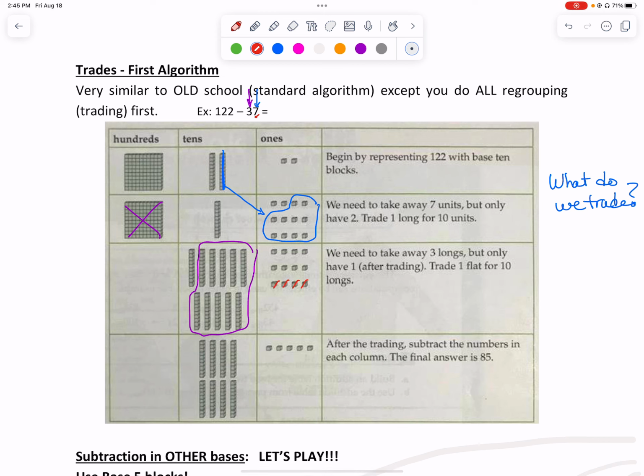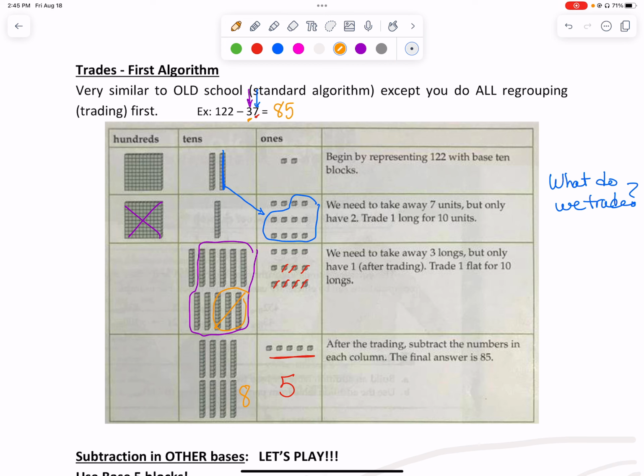1, 2, 3, 4, 5, 6, 7, and I'm left with 5. Right? I'm left with 5 here. And then here I need to take away, how many? I'll do that in a different color too. I need to take away 3. So let's take these 3 away. And I'm left with how many? That looks like 8 right there. So my answer is going to be 85. Okay.